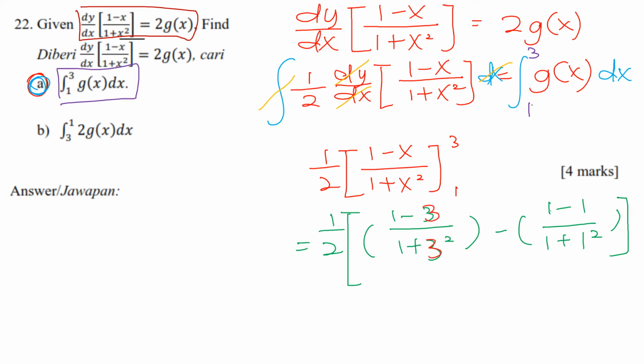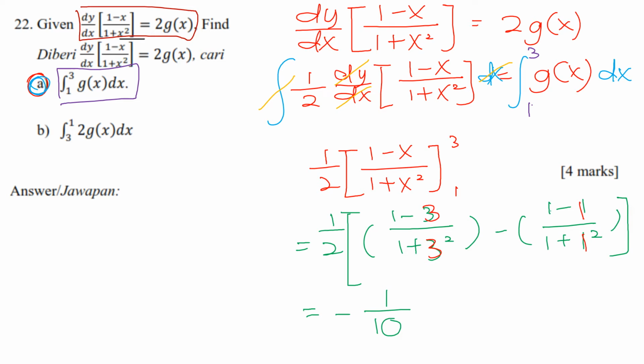Sub the x with upper limit, sub the x with lower limit. Then you press your calculator, you should get your answer as negative 1 over 10. So solve this. You have done your work.